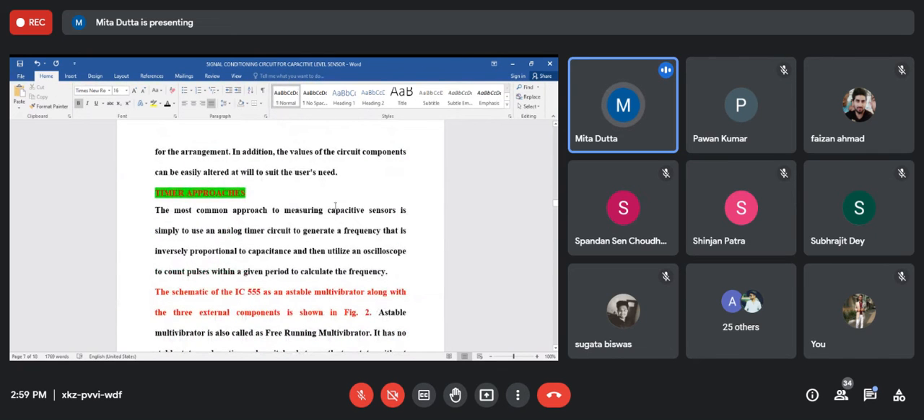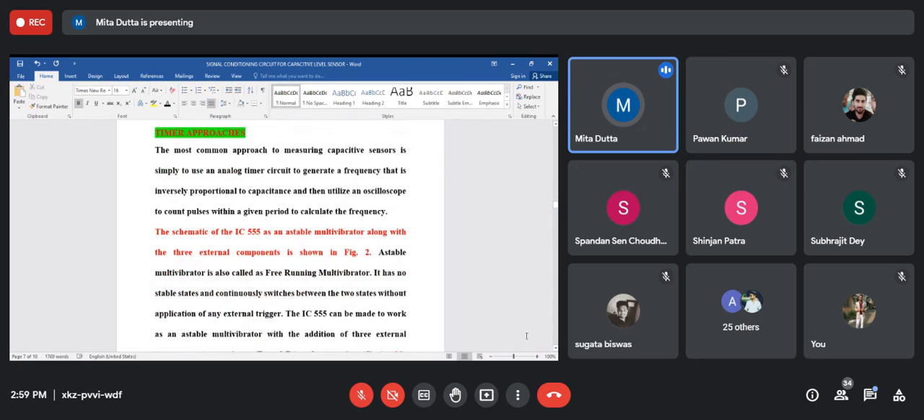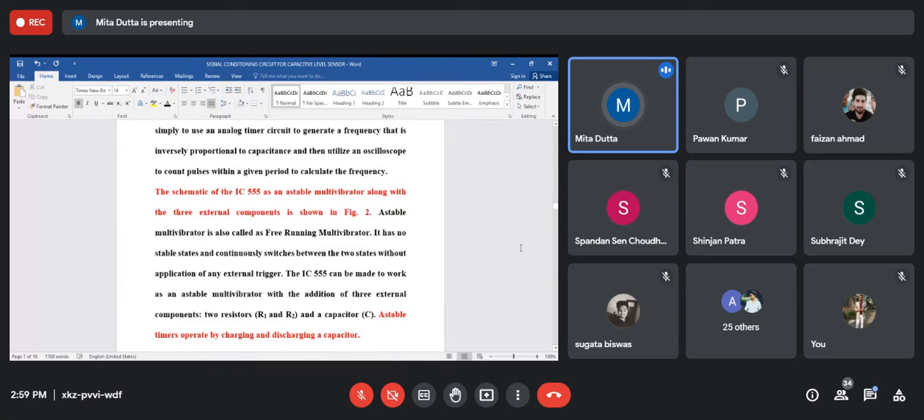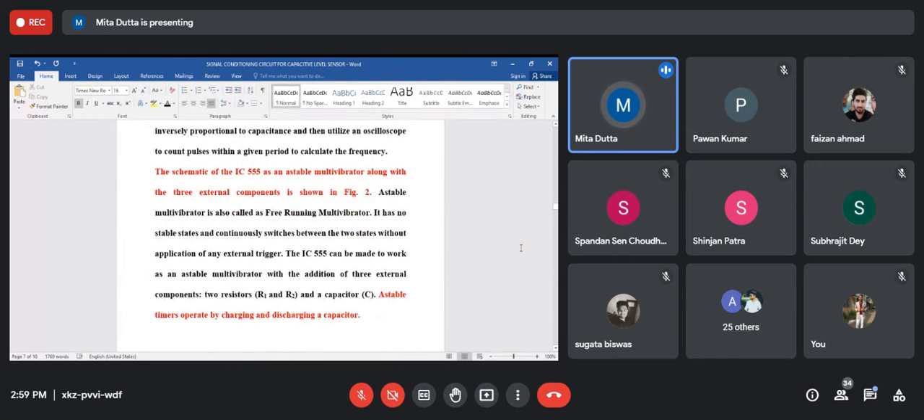Now, timer approaches. We know that the 555 timer can be used in two ways: one as a monostable multivibrator, another as an astable. Now astable is a free running multivibrator. We don't connect any input to the timer circuit, and we need only two resistors and a capacitor connected external to the timer circuit.